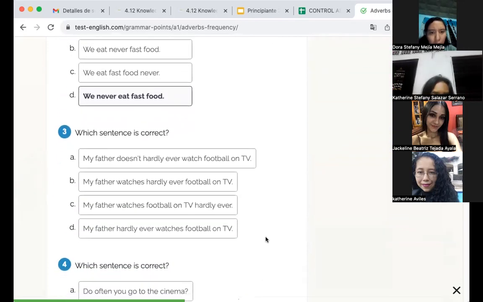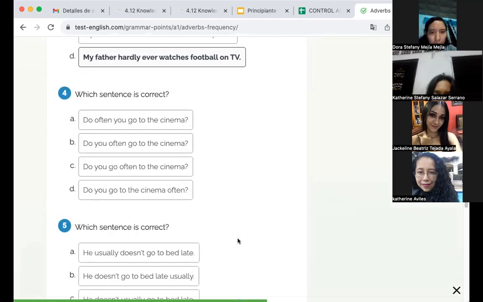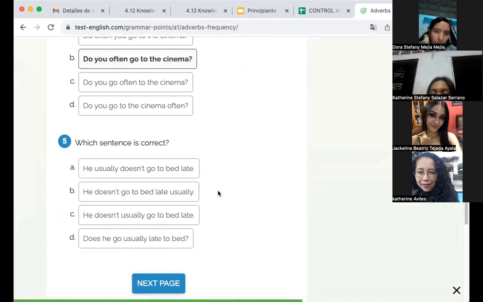My father doesn't hardly ever watch football on TV. My father watches hardly ever football on TV. My father watches football on TV hardly ever. My father hardly ever watches football on TV. D. D. Yes. Do often you go to the cinema? Do you often go to the cinema? Do you go often to the cinema? Do you go to the cinema often? B. B or D? B. Yes. Okay. And the last one.